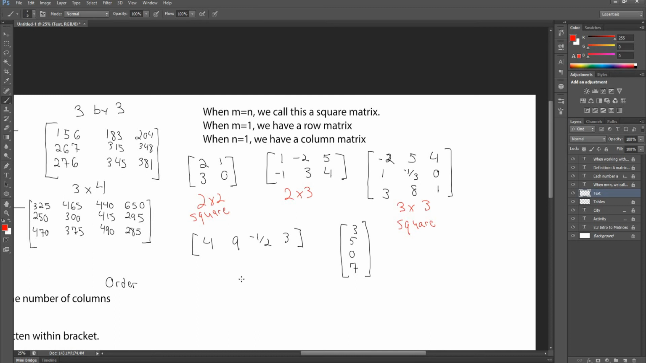In this guy, we have 1 row by 4 columns. So this is a row matrix. And here we have 4 rows and 1 column. So this is a column matrix, not row. We have 1 column, so it's a column matrix.